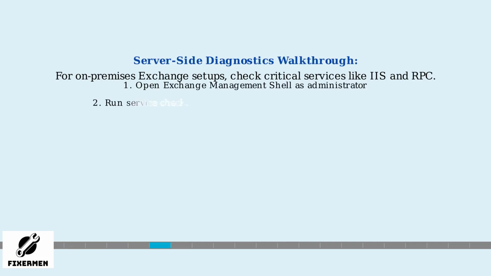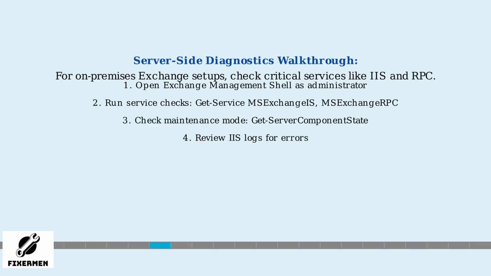Here's a step-by-step walkthrough of server-side diagnostics. First, open Exchange Management Shell as administrator. Second, run service checks. Third, verify the server isn't in maintenance mode. Finally, review IIS logs for any error details.